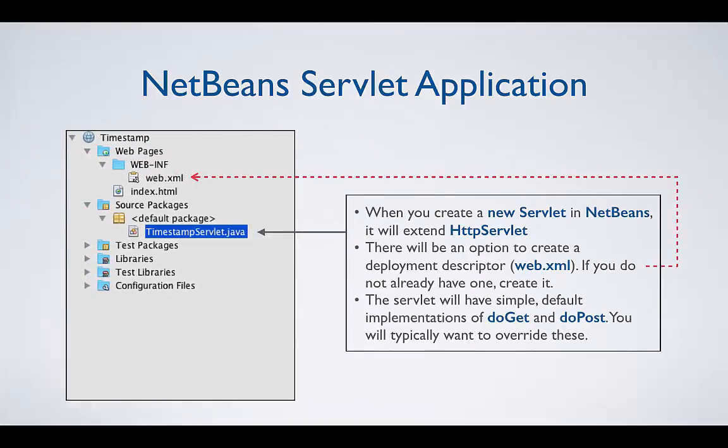This application can be created quickly in NetBeans by just creating a new web application named timestamp and then creating a new servlet named TimestampServlet. When you create the TimestampServlet, you're going to have an option to create the web.xml deployment descriptor. The servlet you create extends the class HttpServlet and includes default methods for doGet and doPost, which handle incoming GET requests and incoming POST requests, respectively.